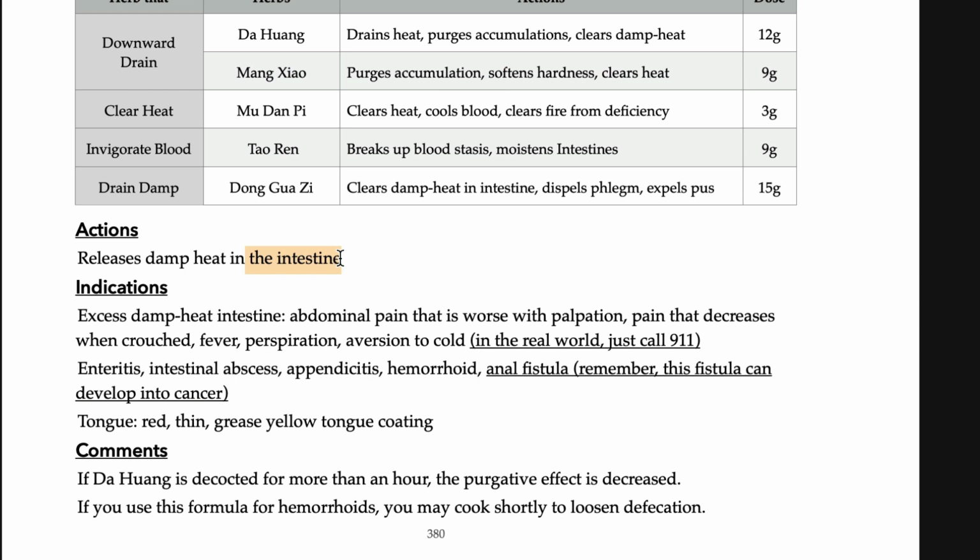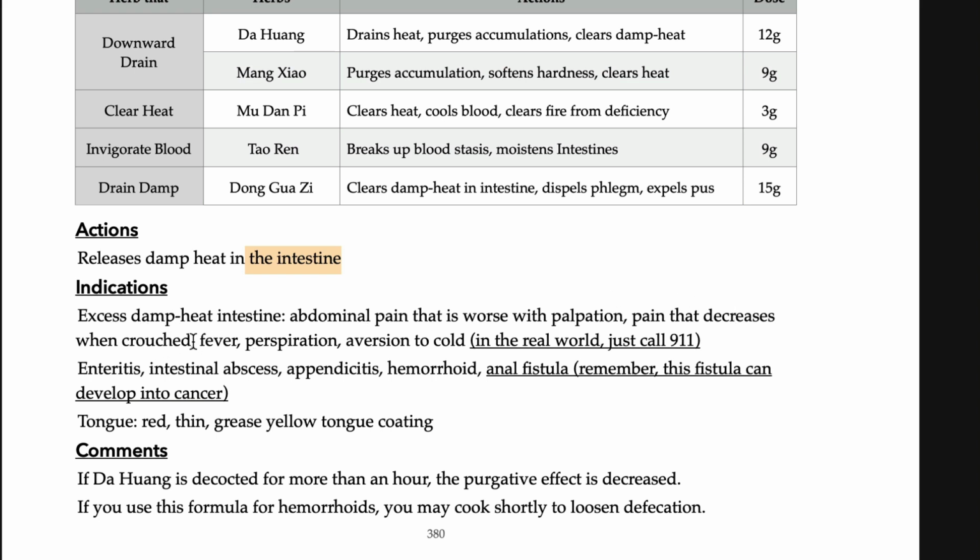So Jing Tang, damp heat in the lung. That is how Jing Tang treats lung abscess. And this is how this Da Huang Tang treats abscess in intestine. So excess damp heat in the intestine. So abscess.